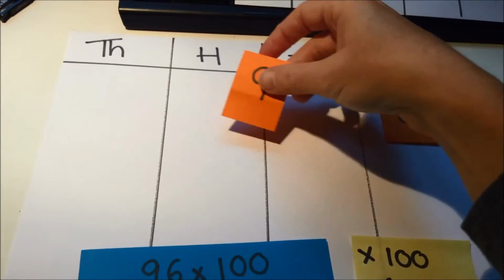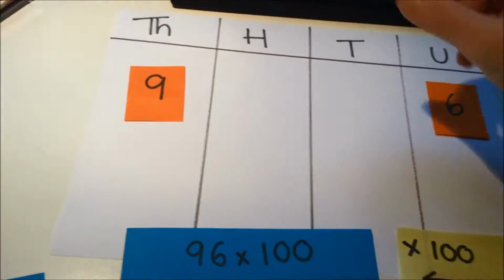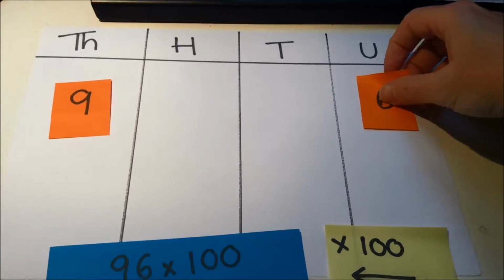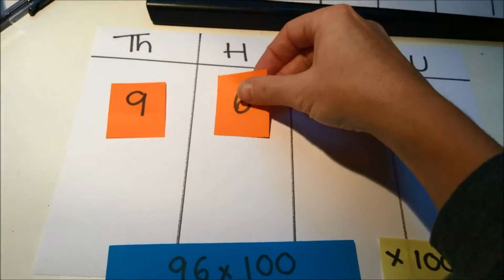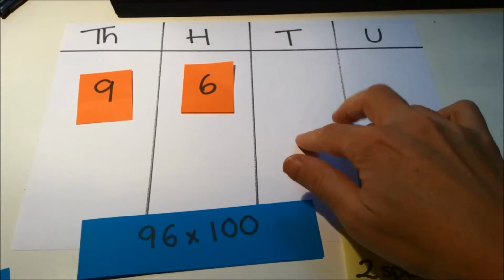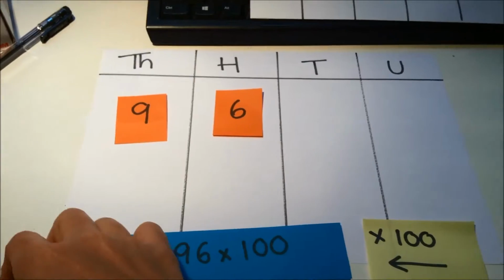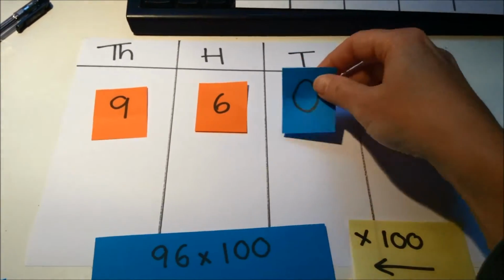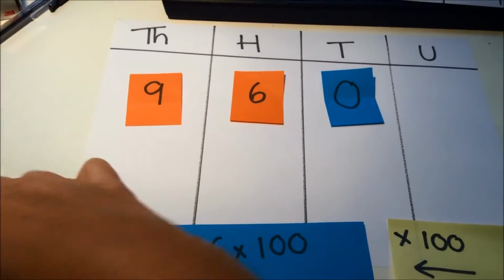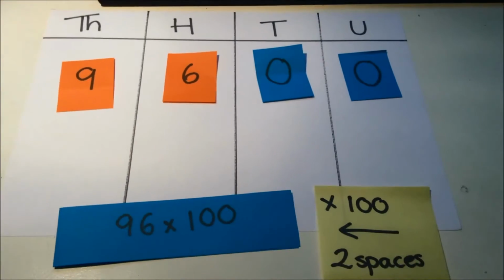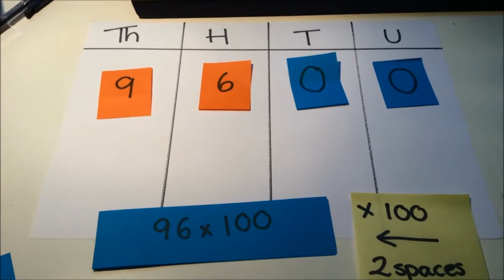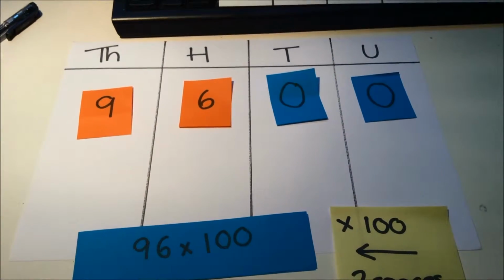So the 9 goes from the tens into the thousands, and our 6 goes from the units into the hundreds. And again we've got 2 columns with nothing in them, so let's put in some zeros for our placeholders. So 96 times by 100 is 9,600.